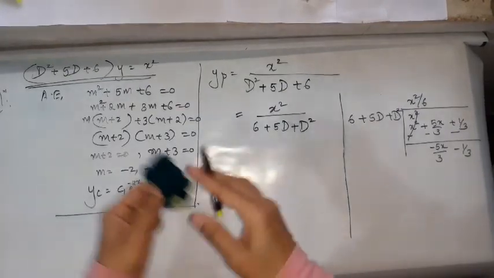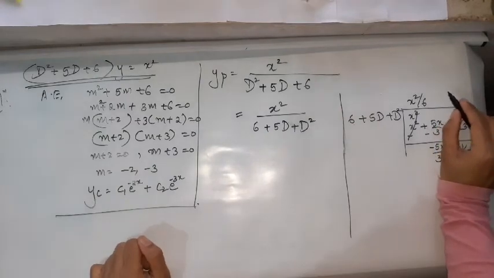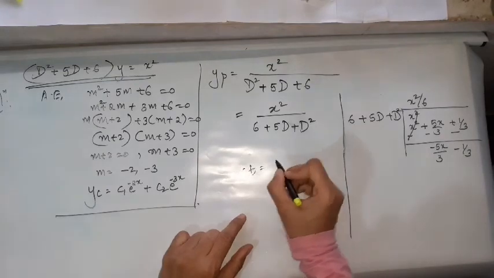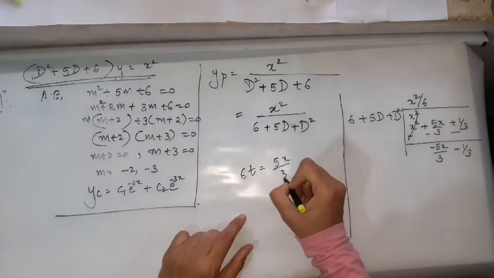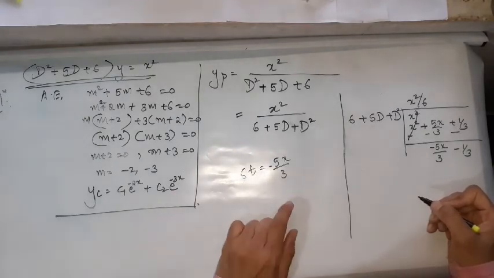I'll just do it again for you. Just see here. Consider whatever you have written here as t. T into 6 must be equal to minus 5x by 3, is it not? Let 6 into t be equal to minus 5x by 3.